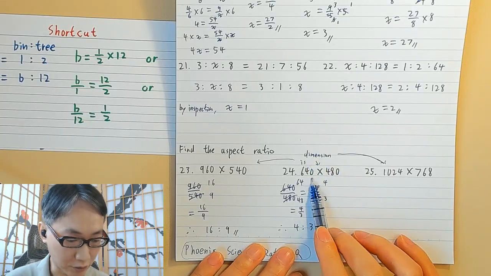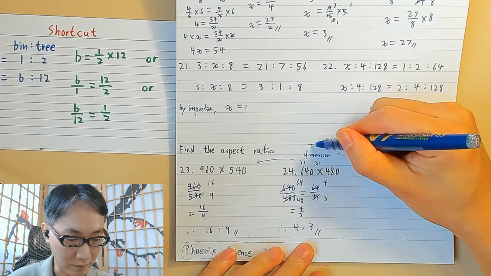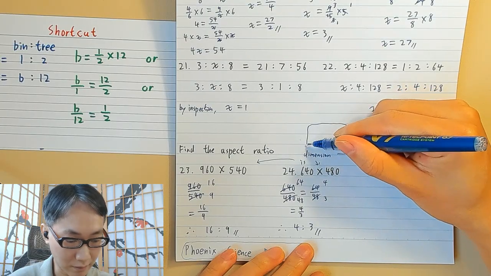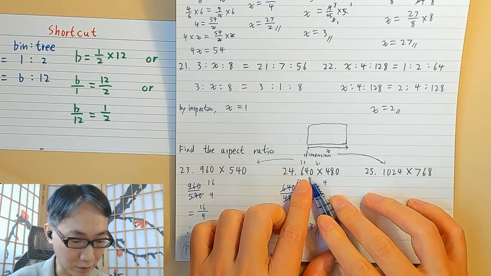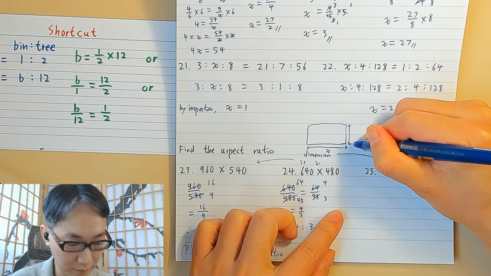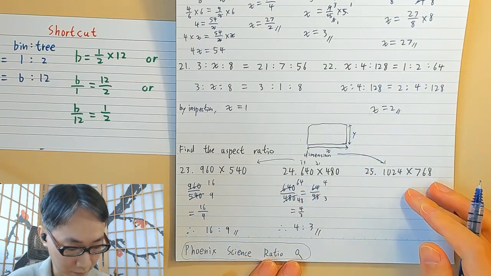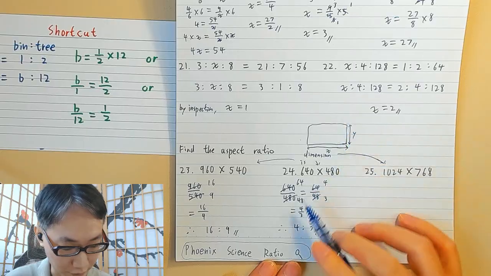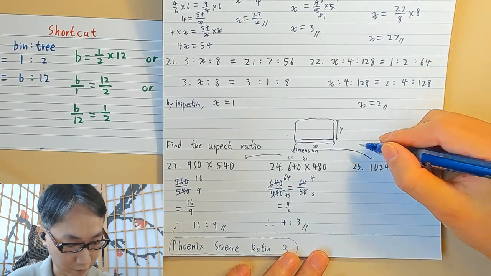So for a dimension, the left number is always the horizontal displacement, like x. It's always the first number. The second number is always the vertical displacement. So this is 4 to 3. And 25.